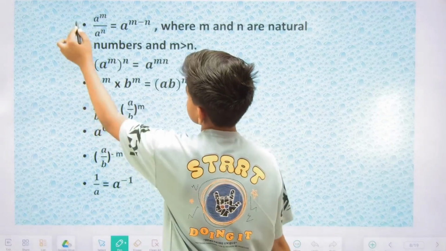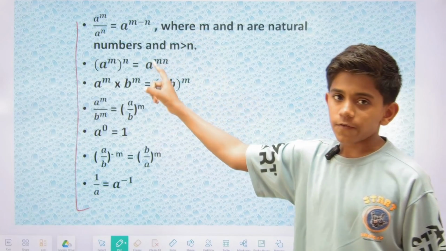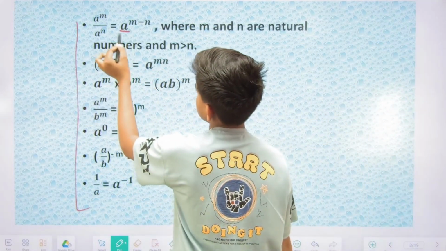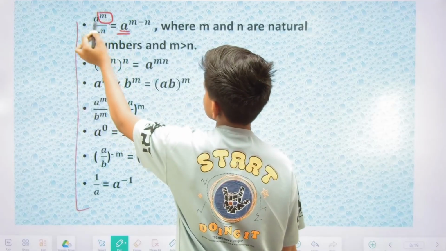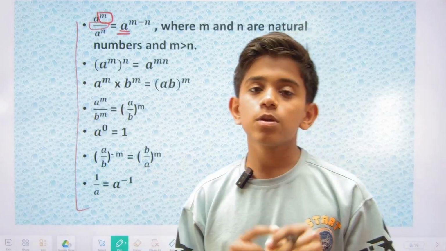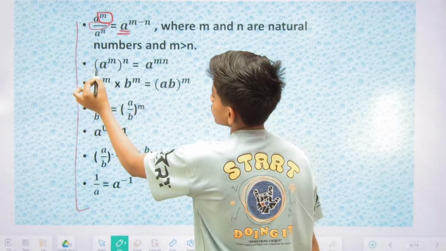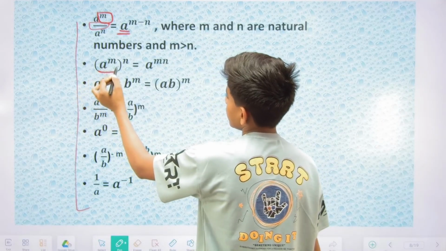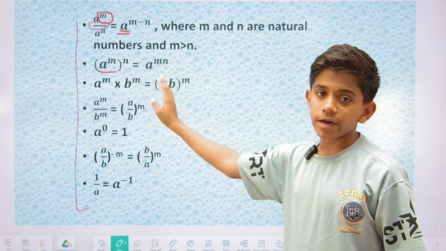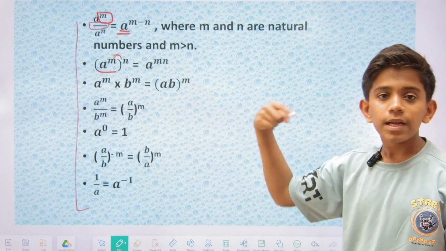So these are the laws of exponents. Now there are different laws of exponents. The first law states that if the base is same, exponents are different and there is division in between them, then in multiplication we add the exponents, in division we subtract the exponents. And suppose in brackets there is a to the power m and a bracket power n is given. When you want to write it in simplified form, you can just multiply both the exponents, that is a to the power mn.